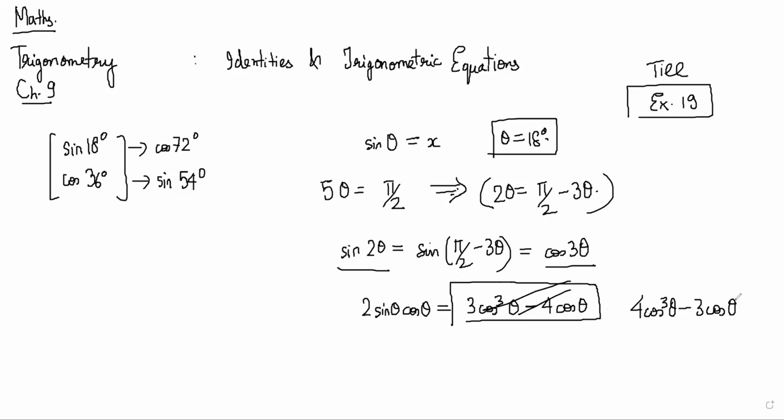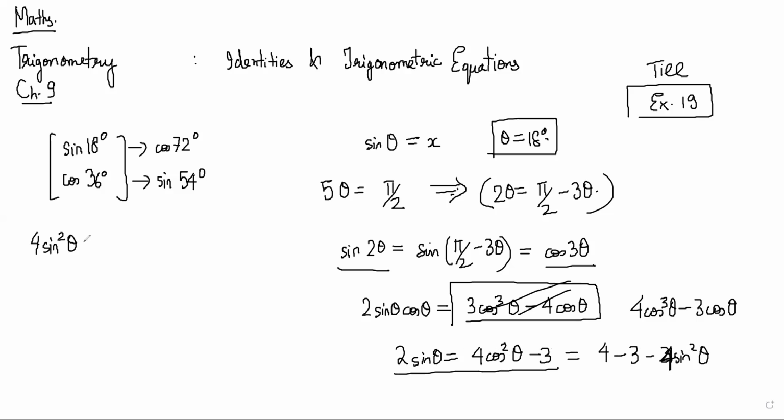Then you can cancel off the cos theta from both sides. You get 2 sine theta is equal to 4 cos square theta minus 3. Then convert to sine square theta: 4 minus 4 sine square theta, minus 3. So this becomes 4 sine square theta plus 2 sine theta minus 1 is equal to 0. This is the equation that we get after bringing everything to one side.